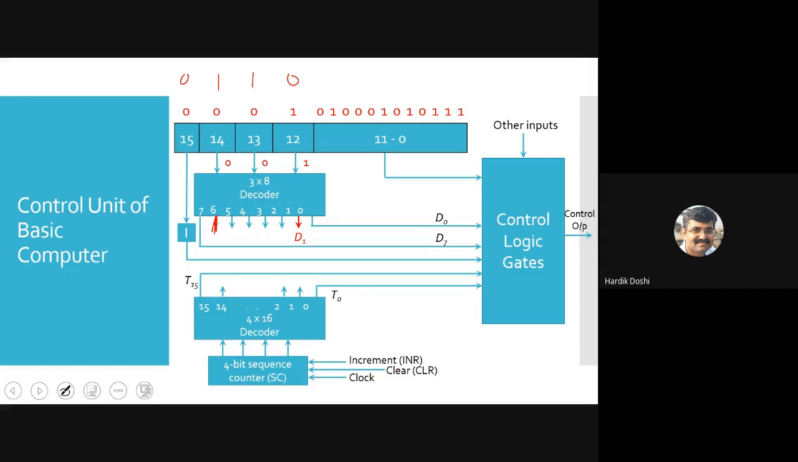Sir, how will we remember this? 6 is assigned to ISZ, if you remember. So what it is meant to say is that whenever the computer processor encounters the ISZ instruction, at that time the D6 line will be 1. Rest all will be 0. Did you get this now?